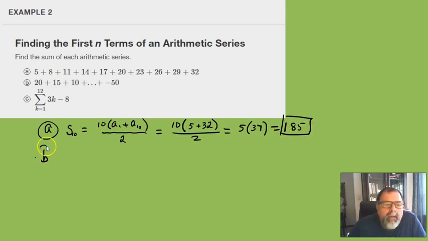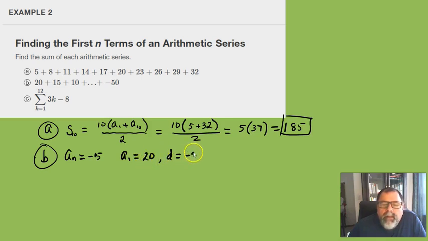All right, let's try B. Now here they don't list them all, so we have to do some extra work to figure out how many terms there are. If you recall from the previous section, well, 2 sections ago actually, A sub n is negative 50. So let's see, we're subtracting 5, subtracting 5. So A sub 1 is 20.